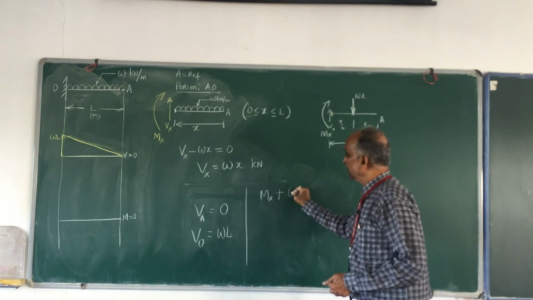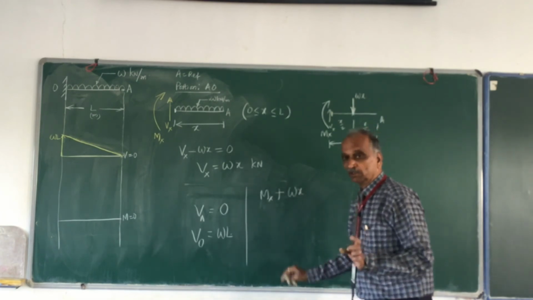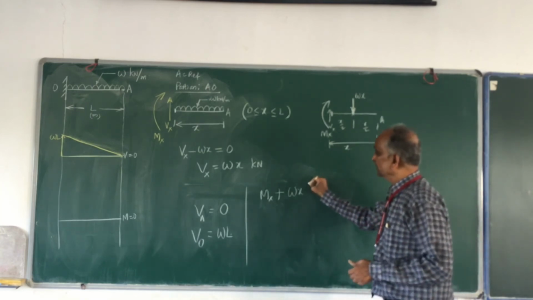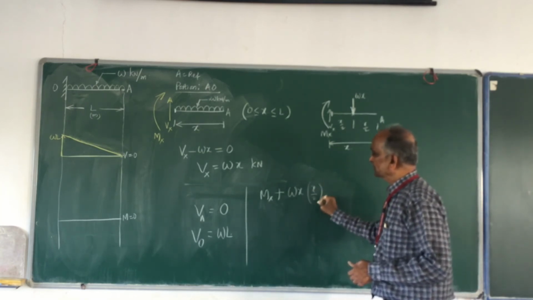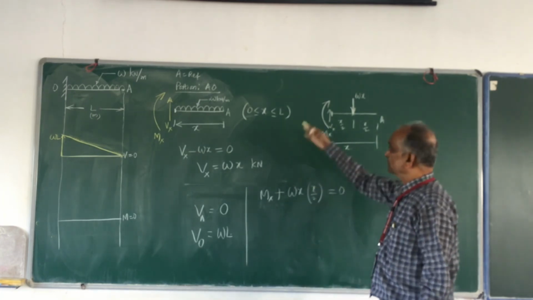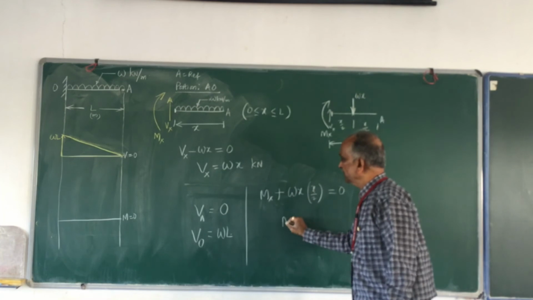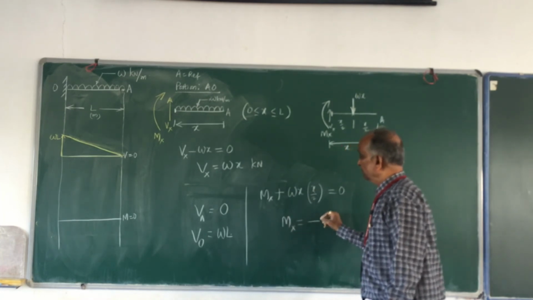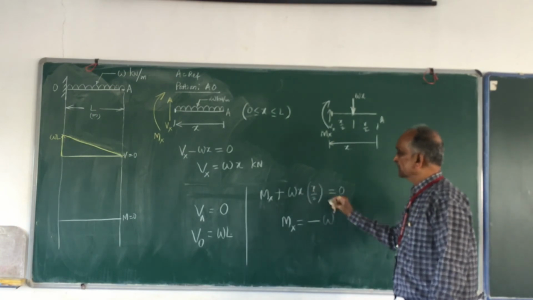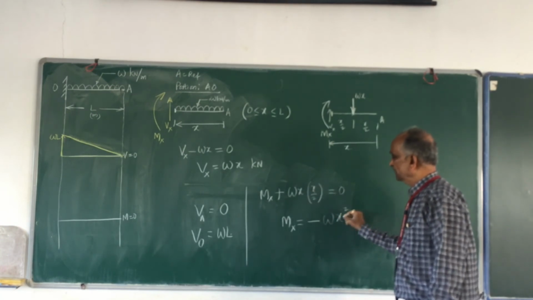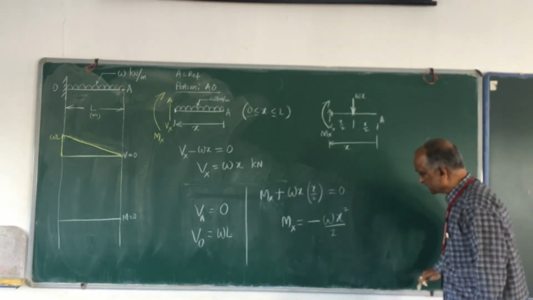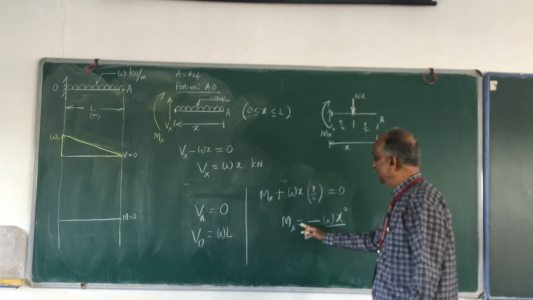So W into x is the force. Please remember, it is not moment. This is the force multiplied by the distance, x by 2. So this is equal to 0. Well, you don't have any other moment. Therefore, Mx is equal to minus W x into x by 2, that is minus w x square by 2. This is the bending moment.